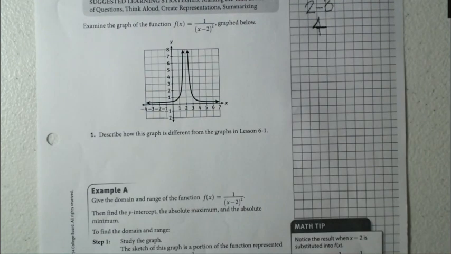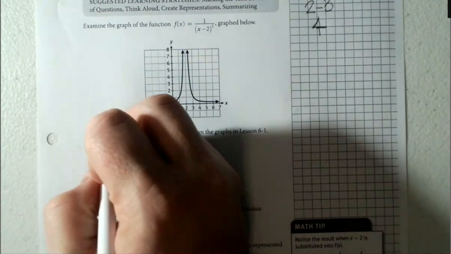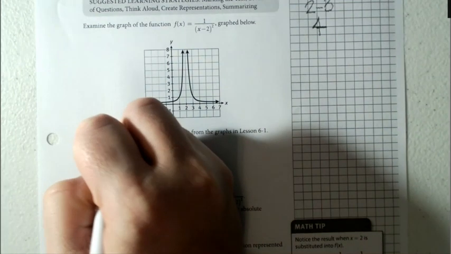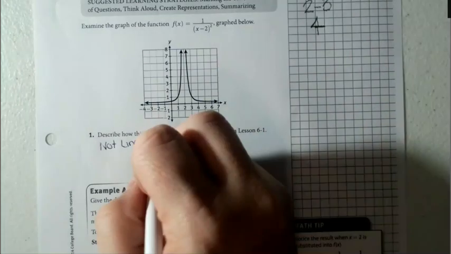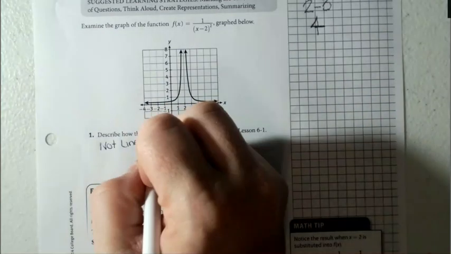It says examine the graph of the function f of x equals 1 over x minus 2 to the second power, graphed below. Describe how this graph is different from the graphs in lesson 6-1. All right, we notice that it's not linear, right? You probably made note of 2 distinct pieces.